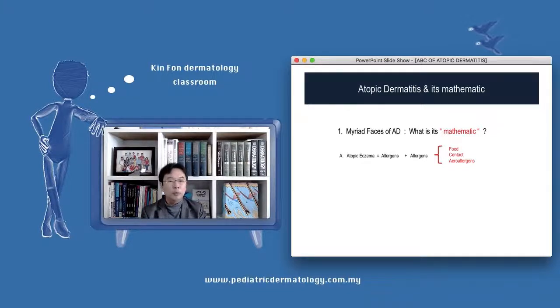But we know very well that atopic eczema is not equal to allergic eczema because irritants also play a role in the pathogenesis of atopic eczema. The irritants here include the environmental irritants from the chemical harsh cleanser, the physical irritants from friction with the clothing, scratching, as well as emotional irritants due to fluctuating emotion and stressful life.